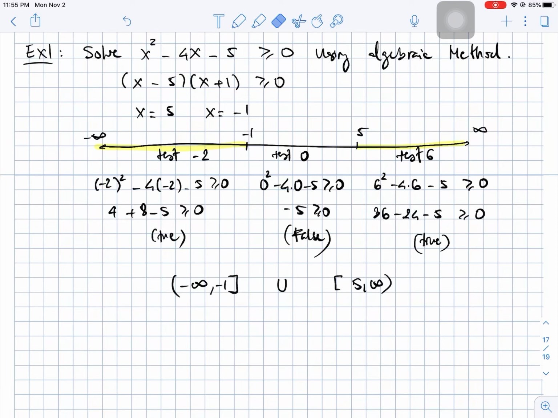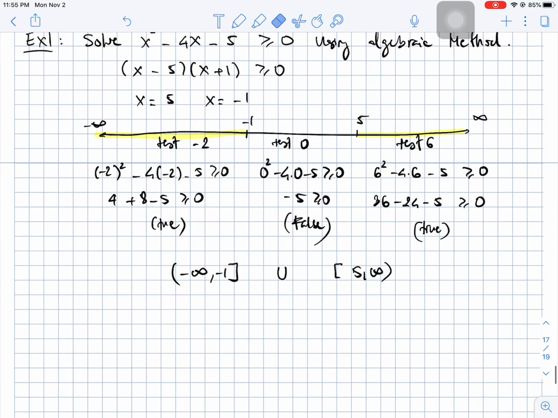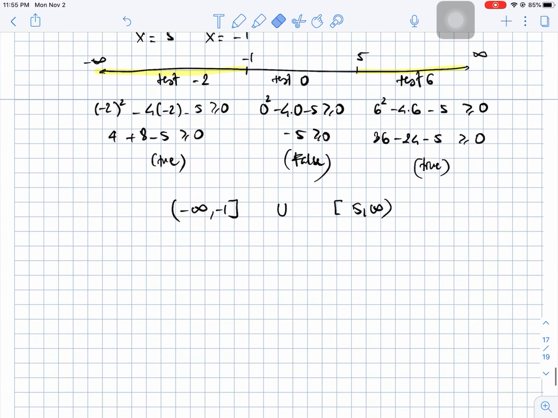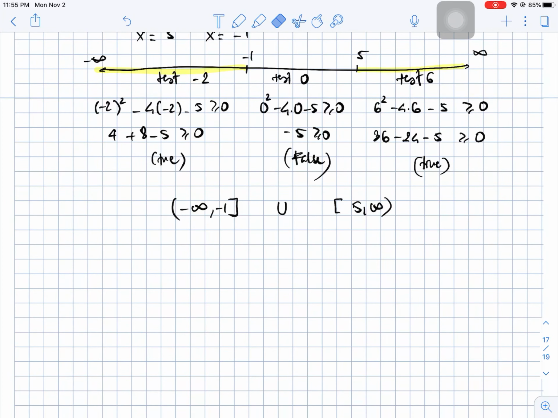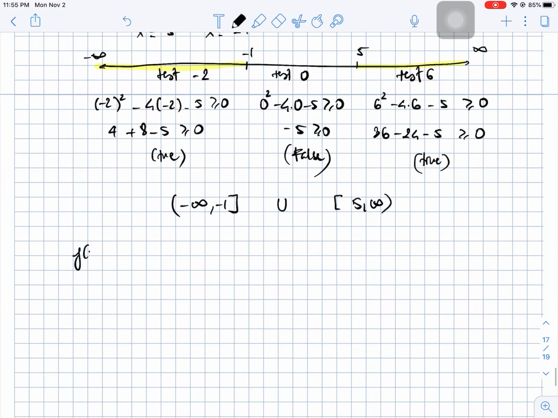So this is true. The interval that we got is from 5 to infinity and from negative infinity to negative 1. We're going to use the bracket at 5 and negative 1 because we have the equal sign.